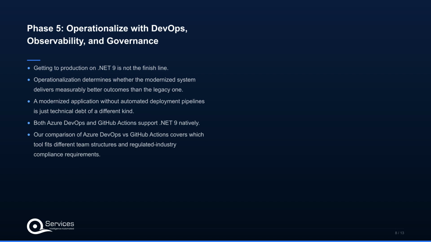The pipeline should cover unit and integration test gates, Roslyn static analysis, container image builds with vulnerability scanning, staging deployment with automated smoke tests, and production deployment using Canary or Blue-Green strategy. Both Azure DevOps and GitHub Actions support .NET 9 natively. Our comparison of Azure DevOps versus GitHub Actions covers which tool fits different team structures and regulated industry compliance requirements.